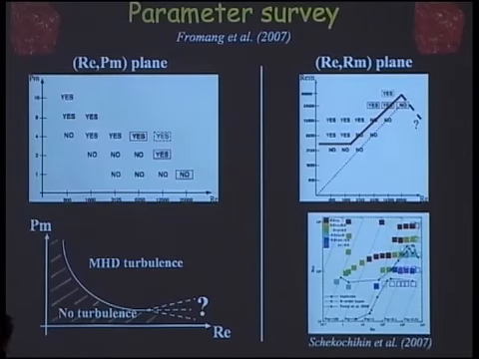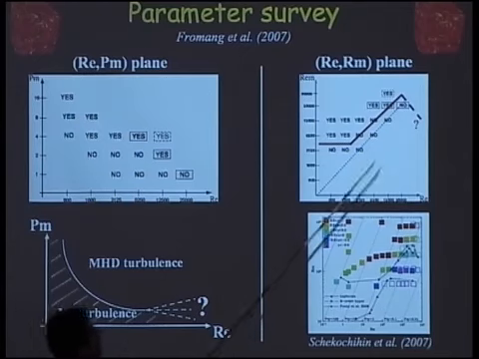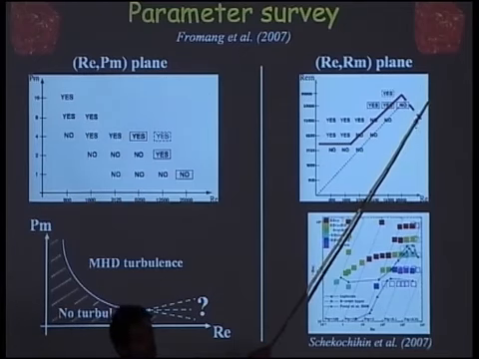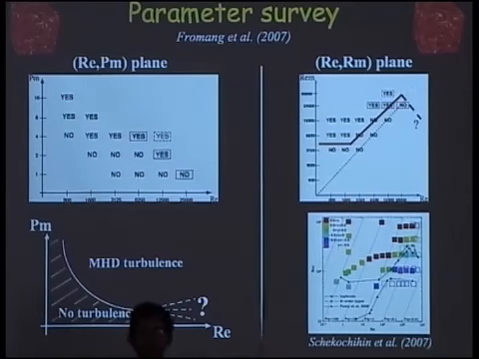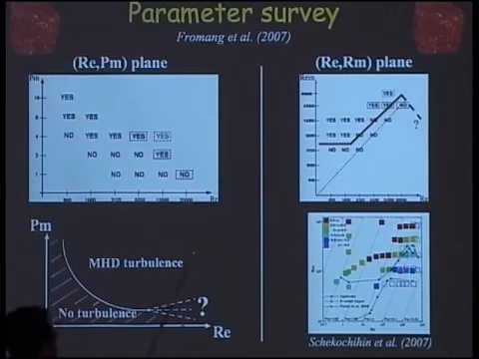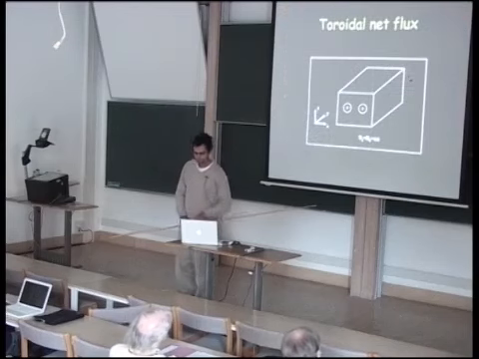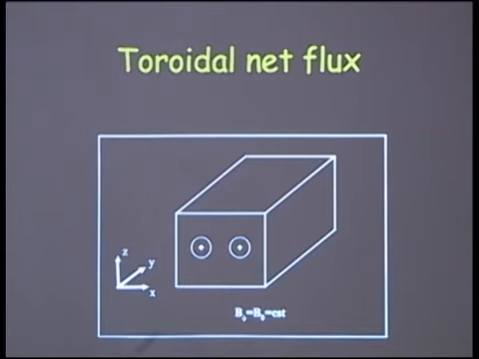So you can wonder what happens in our situation for the MRI. Do we have such a behavior, which would then mean that we have turbulent activity at low PM, which would be the regime relevant for protoplanetary disks? So this is a question that is important to solve. So now let me move on to toroidal net flux.